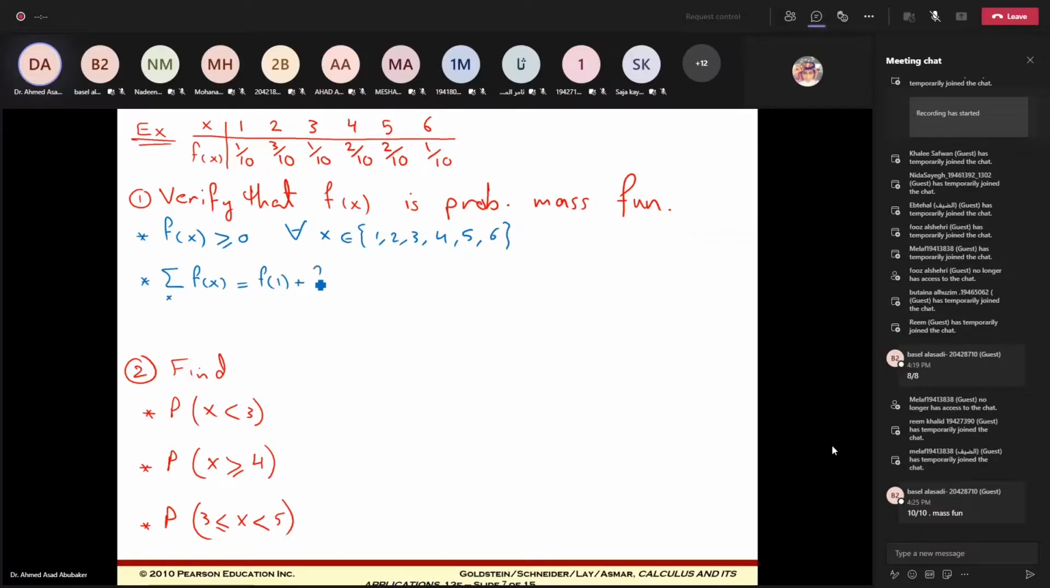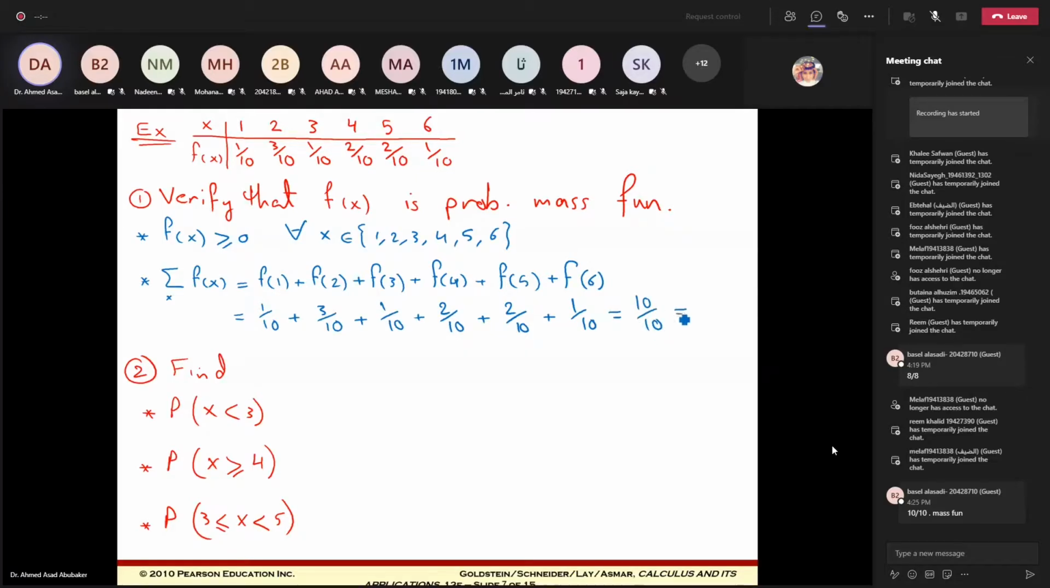f1 plus f2 plus f3 plus f4 plus f5 plus f6. This is equal to 1 over 10 plus 3 over 10 plus 1 over 10 plus 2 over 10 plus 2 over 10 plus 1 over 10. This is equal to 1 plus 3, 4, plus 1, 5, and we have 5 more, so we have 10 over 10. This is equal to what? 1.